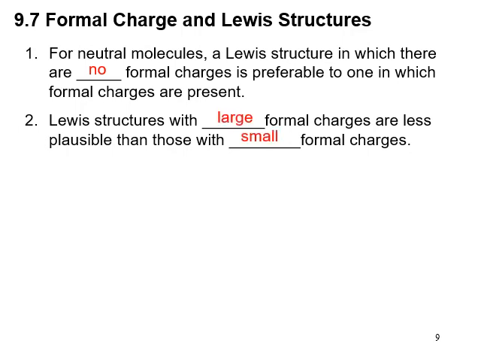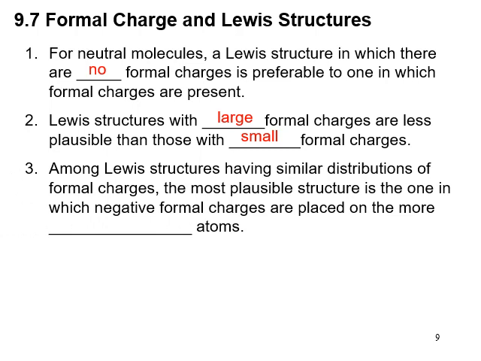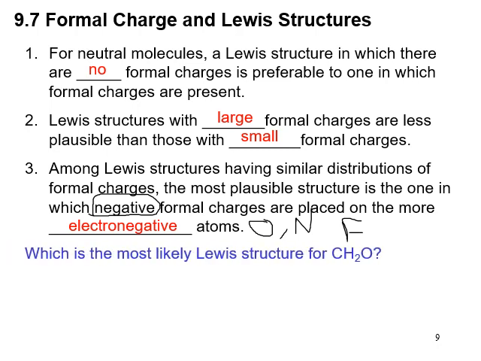Lewis structures with large formal charges are less plausible than those with small. So you want very little formal charge, like a -2 formal charge is not as good as a -1, and so on. Among Lewis structures having similar distribution of formal charges, the most plausible is the one in which negative formal charges are placed on the more electronegative atom. So that means an oxygen would rather be negative than a nitrogen, or a fluorine would rather be negative than either nitrogen or oxygen.